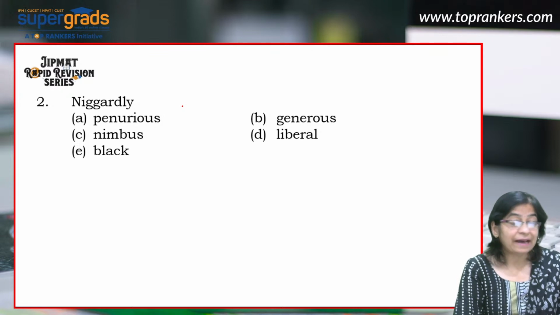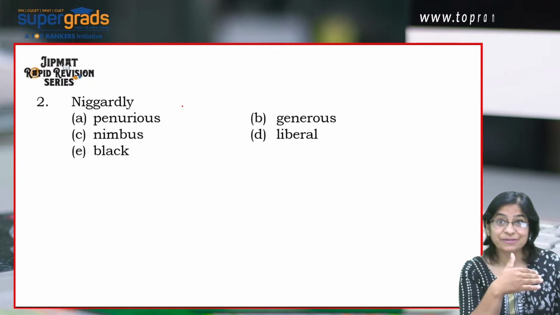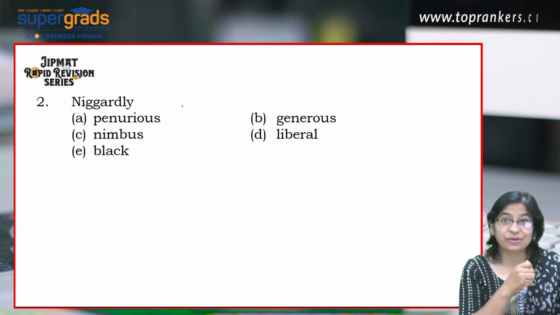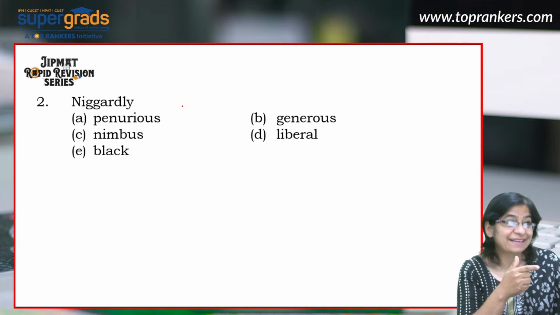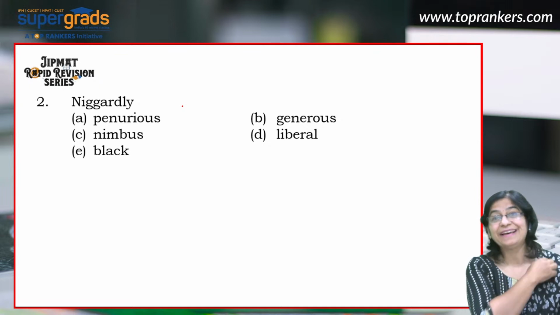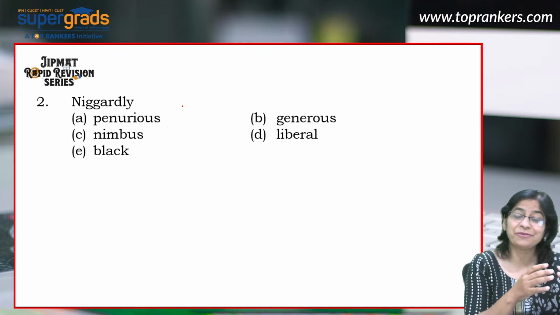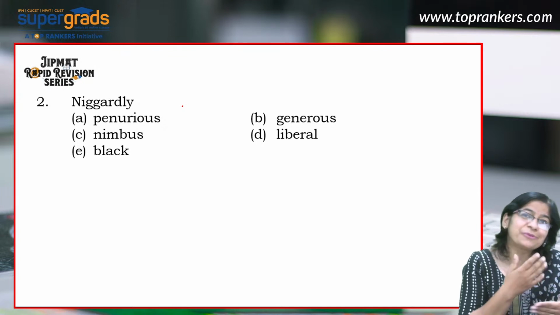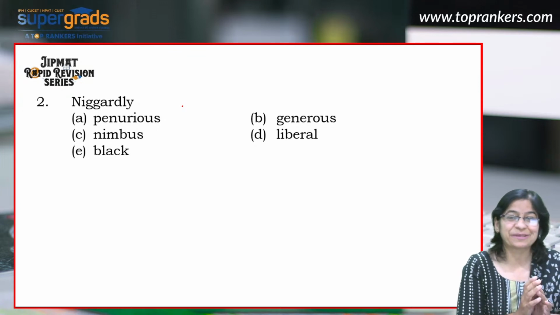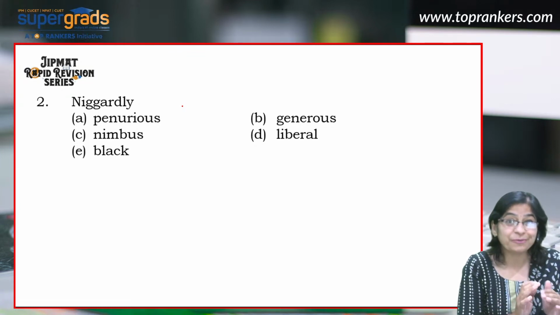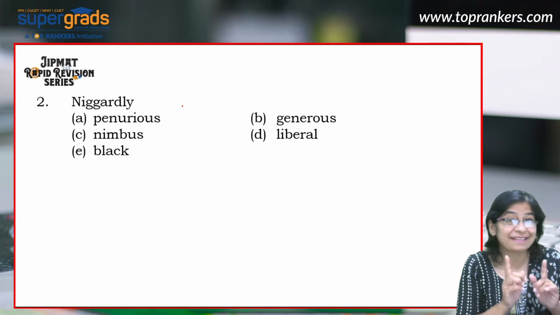Now, niggardly, I'll tell you the meaning, but let's look at the answer choices first. So the first answer choice is penurious, then you have nimbus, black, generous, and liberal. Now, trust me, students, they would not make it easy for you. They would always give you some answer choices that would look so close that you would be tempted to select that as the right answer choice. But trust me, you've got to know the meaning of the word. You've got to understand what part of speech it is to get the right answer.